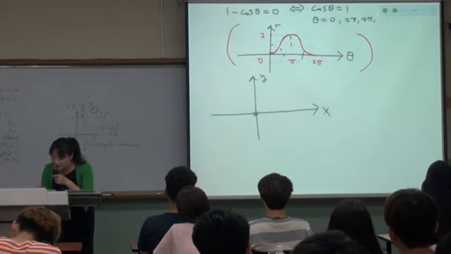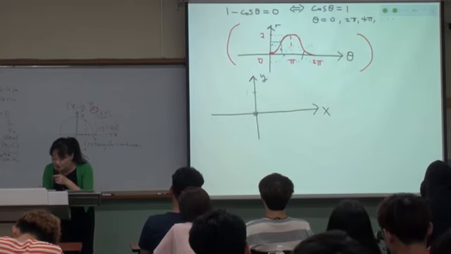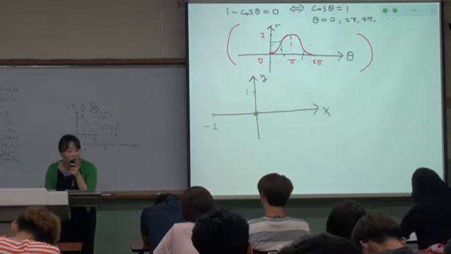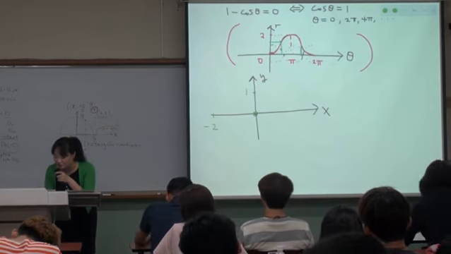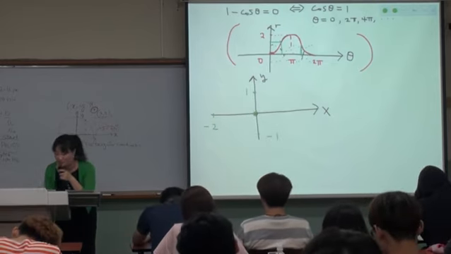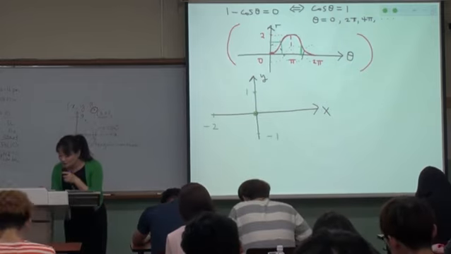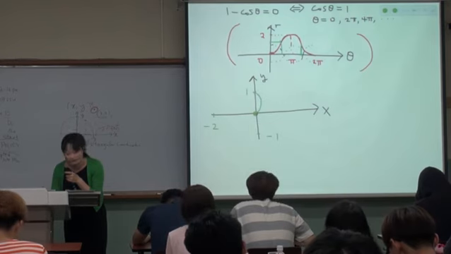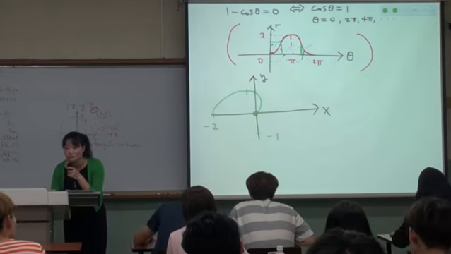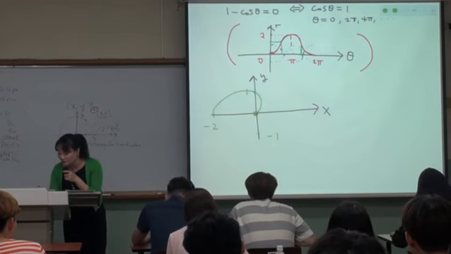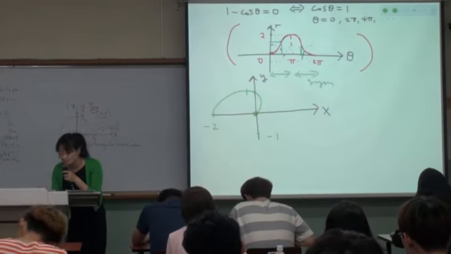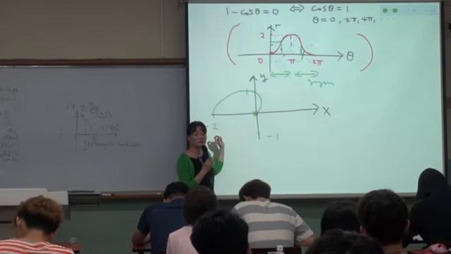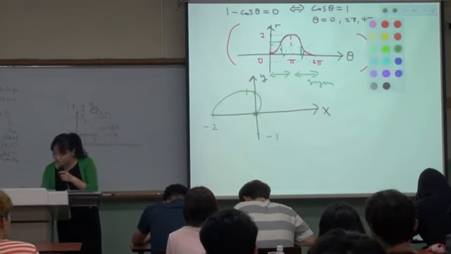So when theta is 0, it is 0. At pi over 2, it is 1. At pi, it is 2, so it is actually minus 2 on the xy plane. At 3 pi over 2, it is 1, so it is actually minus 1. Yes? So it leaves the pole tangent, increases, hits 1, keeps increasing, hits 2, keeps increasing. And the leftover will be symmetric. This and that are symmetric. So I follow the same thing as the top one. Like this.